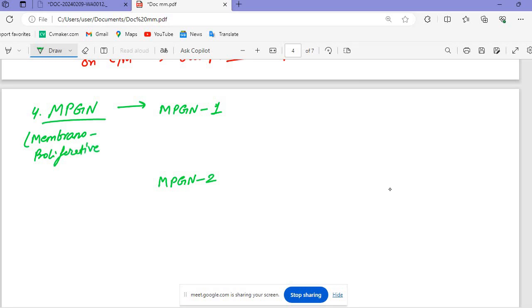Membranoproliferative glomerulopathy. So that is GNs, membranoproliferative glomerulopathy. MPGN1 shows the tram track appearance. Did you study anywhere, like yesterday or in previous classes, a tram track appearance, something like that?